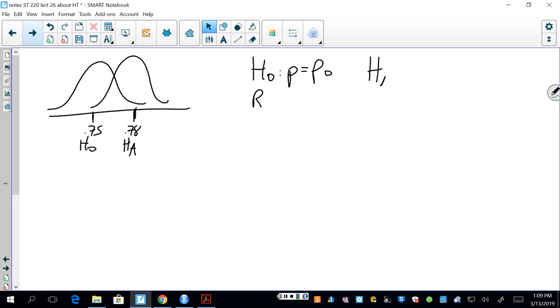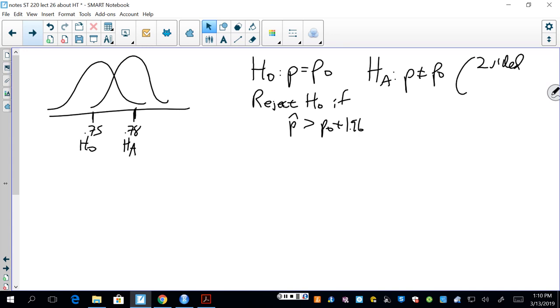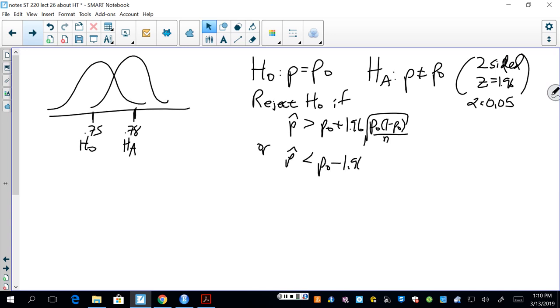Let's imagine a two-sided hypothesis. So we would reject the H0 if our sample proportion is greater than P0 plus 1.96. Now I'm using 1.96 because of the two-sided. Then the standard error, square root of P0 times 1 minus P0 over n, or if p hat is less than P0 minus 1.96 times the standard error. So the null hypothesis and the type of test we're doing sets up these rejection regions.